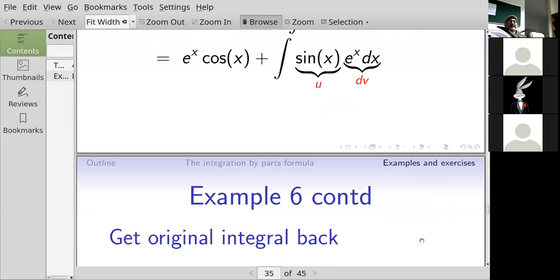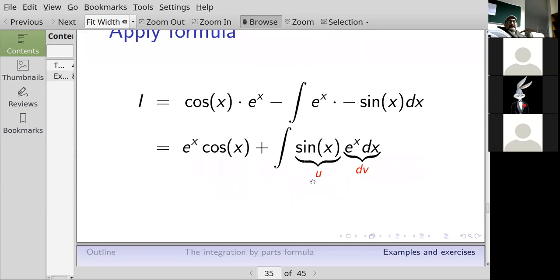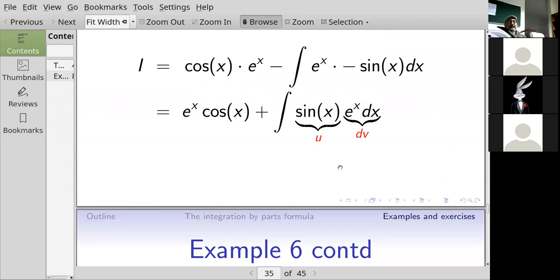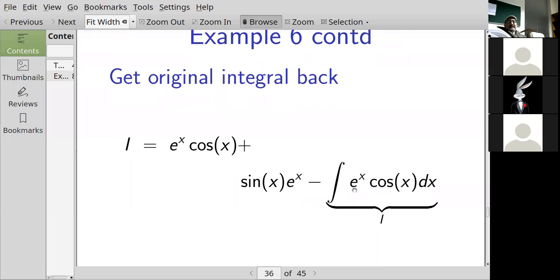Okay, so now, how do we evaluate this? This is u, sine of x. What's du? Cosine of x dx. And if dv is e to the x dx, then v is what? E to the x. Okay? So u, sine of x, times v, e to the x, minus the integral of v, e to the x, times du, which is cos of x dx.